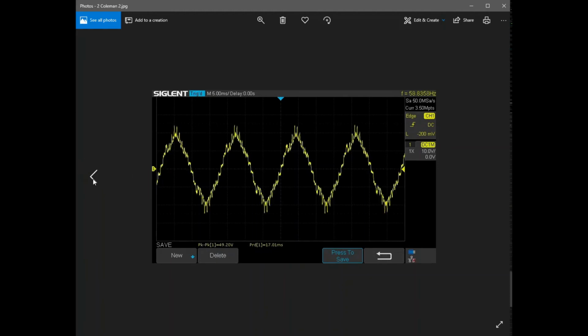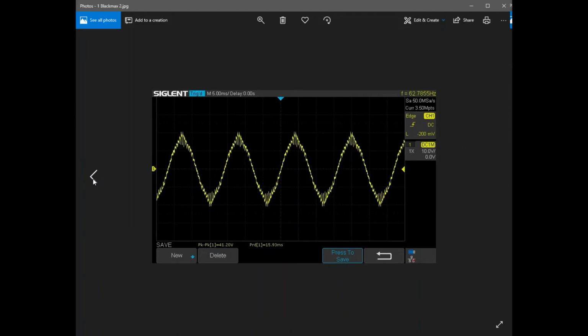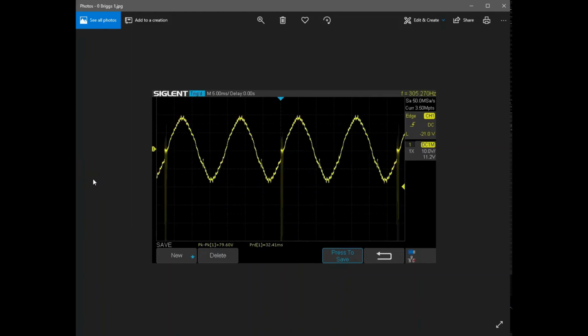Going back to the Coleman, BlackMax, Briggs and Stratton. So you see the whole curve is more consistently smooth on the Briggs and smoothest, except for this defect, which I'd like to figure out. So again, if any of you guys know what this is, please chime in.